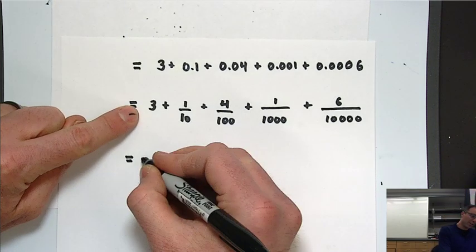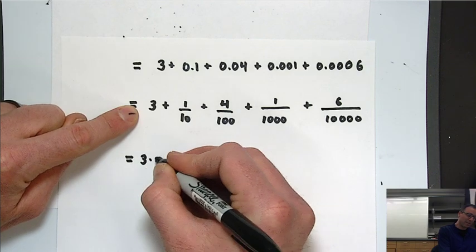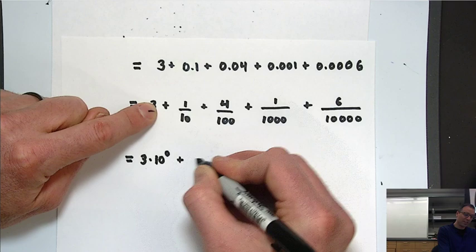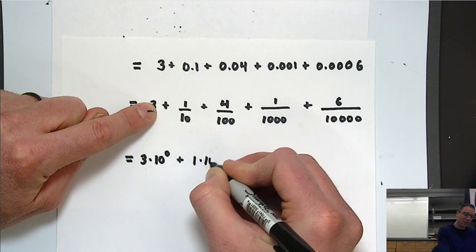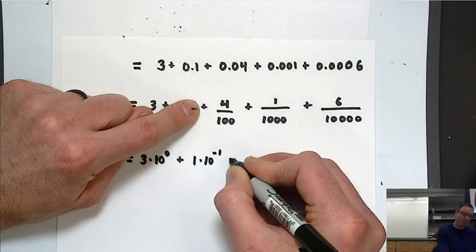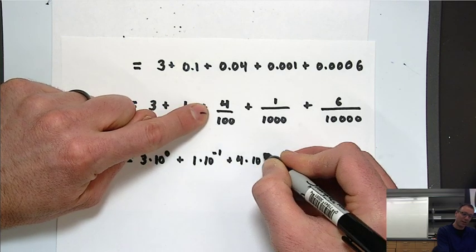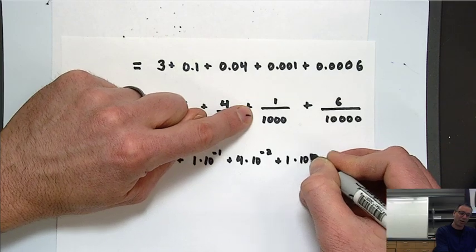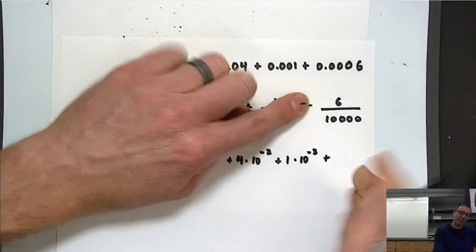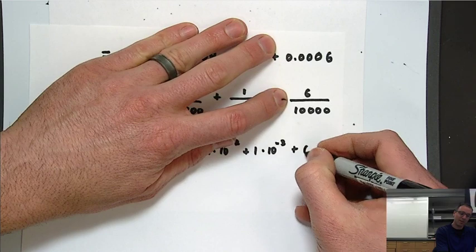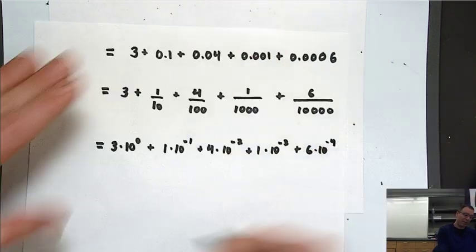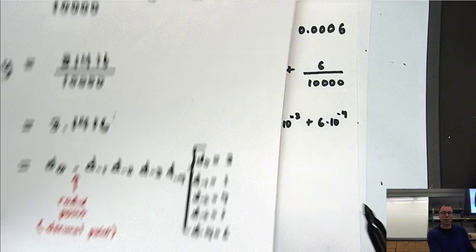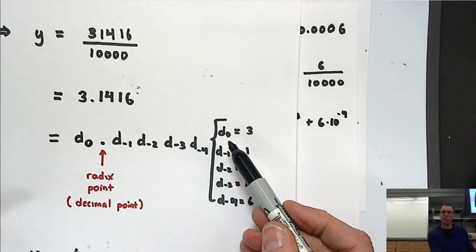Yeah, so I might call this 3 times 10 to the 0 plus 1 times 10 to the -1 plus 4 times 10 to the -2 plus 1 times 10 to the -3 plus 6 times 10 to the -4. But what's that? Well, let's go ahead and go back to our original notation. What was 3?